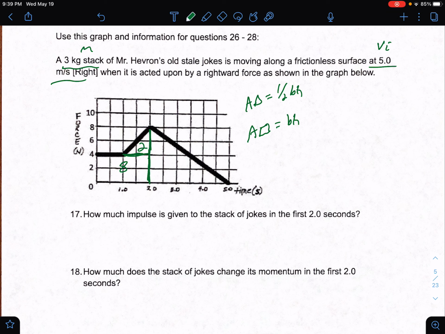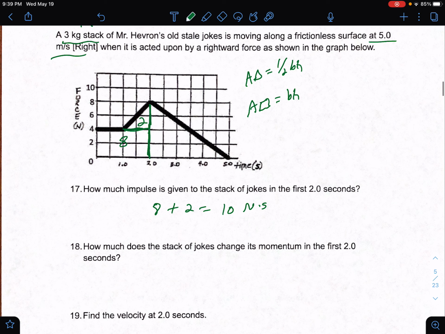So if I want to know what is the impulse in the first 2 seconds, all I have to do is just add those up. Okay, so 8 plus 2 gives me 10 newton seconds. How much does the stack of jokes change its momentum in the first 2 seconds? Okay, so impulse and momentum are the same thing, so this is just going to be 10 newton seconds. Oops.